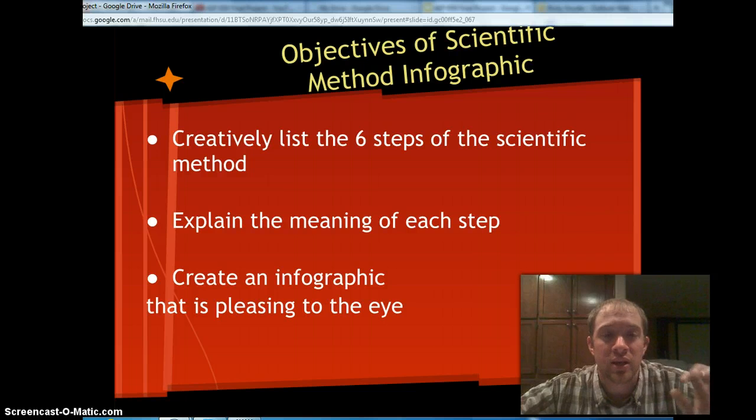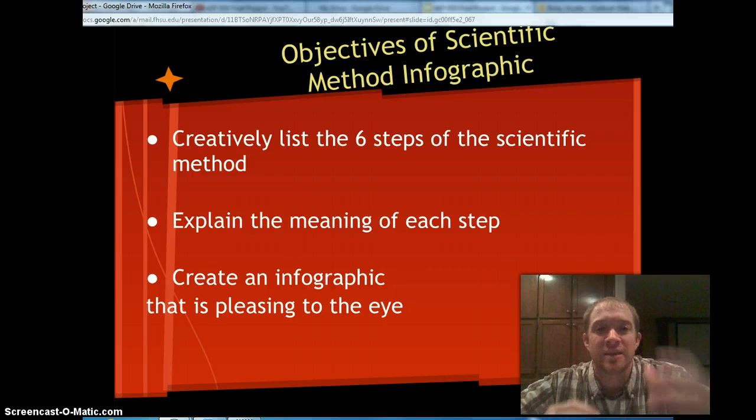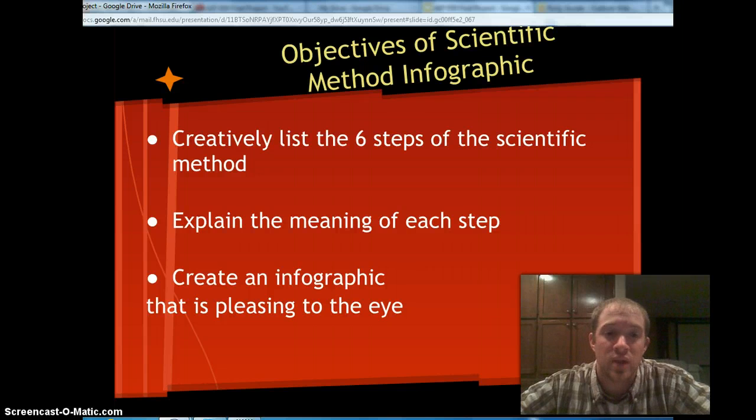It's also very important that you not only list the steps, but explain what each one means. That's the purpose. You get their attention with the headline, the word question, then you explain how they ask their question. Or you write the word hypothesis and you get their attention by telling them that it's an if-then statement. If I do this, then this will happen.